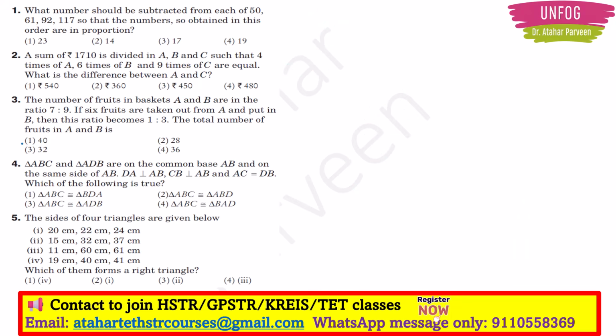Next, question number 4. Triangle ABC and triangle ADB are on the common base AB. So you have to imagine the diagram. They are telling that the base is common for both the triangles. So how should that diagram be? You have to understand that both the triangles are standing on this base only.